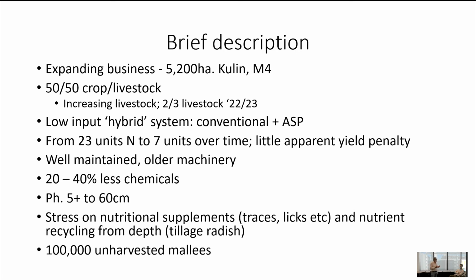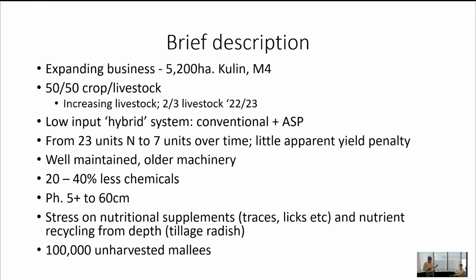One of the big pushes on that, of course, is the very high price of nitrogen at the moment. It's a low input hybrid system, is the way that they describe it. It's a mixture of conventional and a certified system that they have for Australian Sustainable Produce. It's an ACCC certified system, so it's vetted and verified on an annual basis.